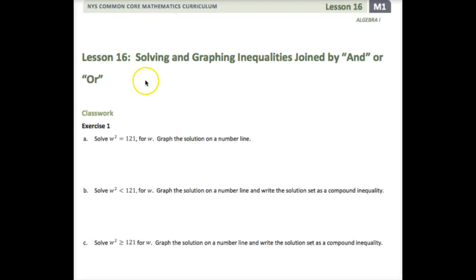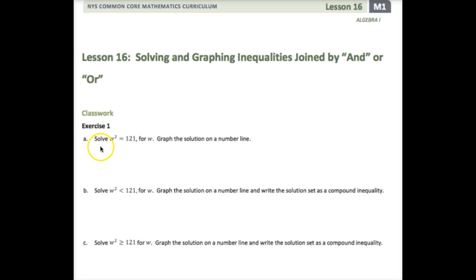Lesson 16, student page 88. Solving and graphing inequalities joined by and, or. Solve w squared equals 121 for w. Graph the solution on a number line.